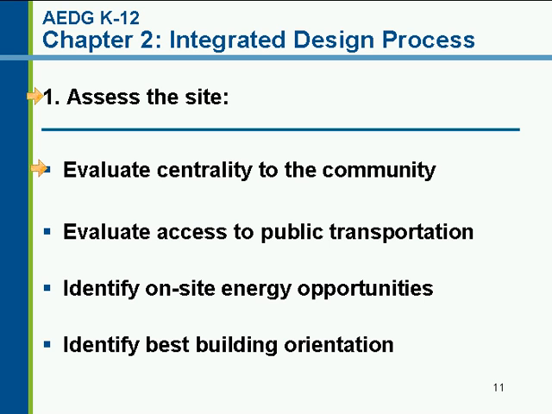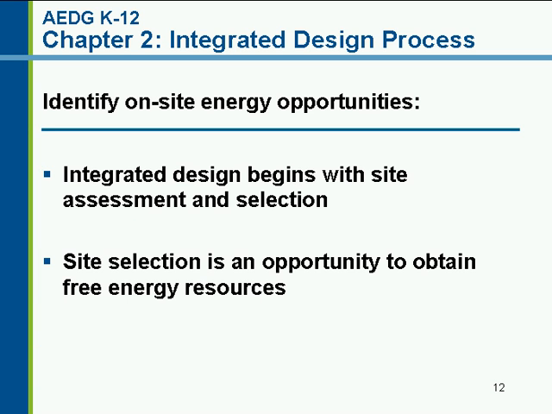If you look at the second point, evaluating access to public transportation. So even if you've located this office building within town, if you've got it nearby to not only 1, but maybe 2 or more bus lines or train lines, this means lower transportation energy for the workers to get back and forth. Next one is identifying on-site energy opportunities, and we'll talk about that more in a minute, and also working with the best orientation.